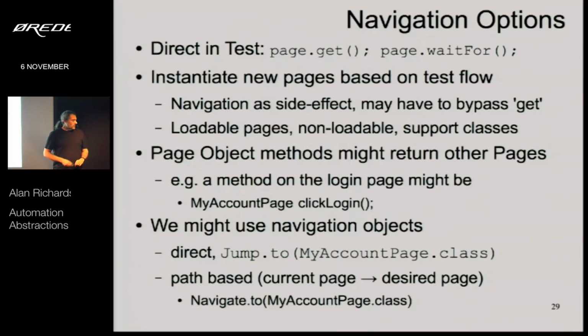So navigation options. I don't use a lot of navigation objects. Very often I will have an object that lets me go to places in the application. Very often I do go directly in the test to certain places in the application. I tend to do navigation as a side effect, which means when I click on something, I know the application is going to navigate at that point in the context of the test, so I wait for it to be in that point in the test.